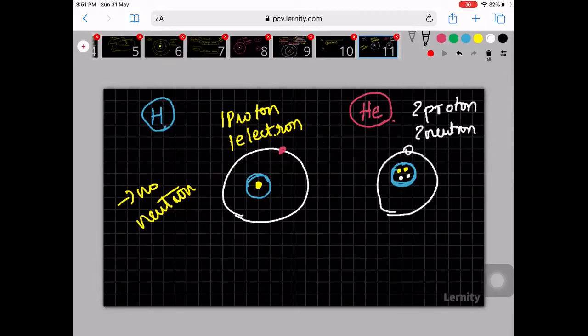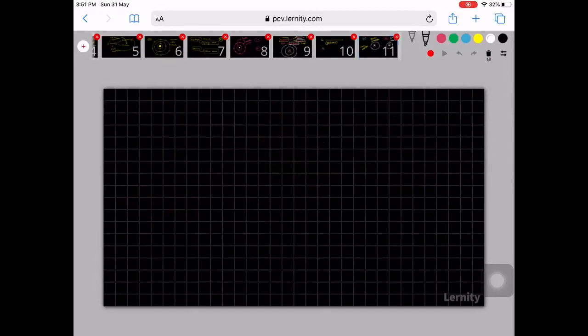Clear? So we are going to do a recap. We were seeing how atoms look. Am I right or not? An atom has a center, the nucleus. Inside the nucleus, what do I have? Protons and neutrons.